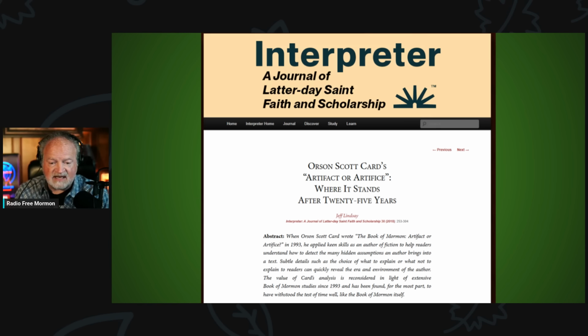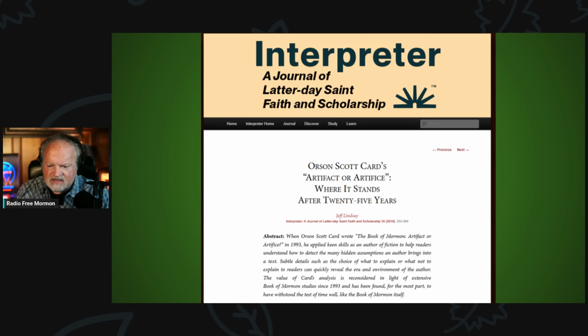I included this because it has a nice synopsis here at the top in the abstract where it says, when Orson Scott Card wrote the Book of Mormon, Artifact or Artifice, in 1993, he applied keen skills as an author of fiction, science fiction mostly, to help readers understand how to detect the many hidden assumptions an author brings into a text.